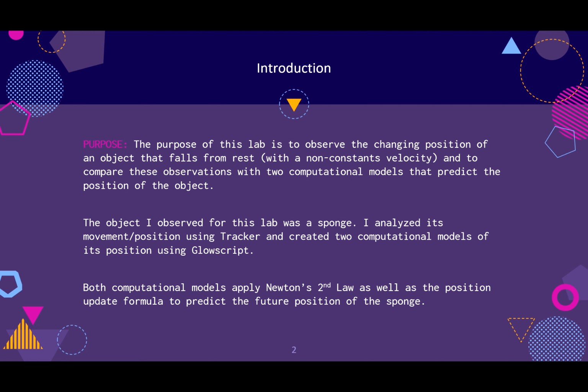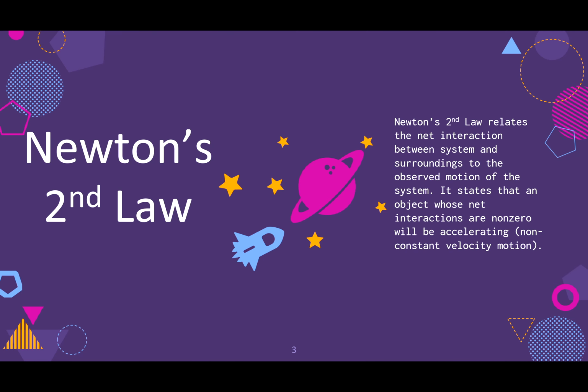The computational models applied the velocity update version of Newton's second law as well as the position update formula to predict the future position of the sponge. The fundamental principle applied in this lab is Newton's second law. Newton's second law relates the net interaction between system and surroundings to the observed motion of the system. To elaborate, Newton's second law states that an object that has non-zero net interactions will be accelerating, so it experiences non-constant velocity motion.